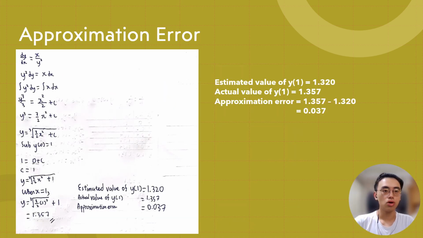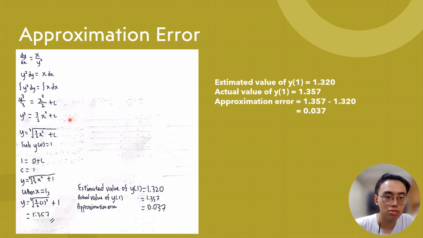As you may recall, using Euler's method gives us a y value that is close to but not identical to the actual y value. To obtain the actual y value, we will have to solve it mathematically. Given that dy/dx equals x over y squared, it can be solved as a separable differential equation by separating the x and the y, and then integrating both sides, giving you an equation of y cubed equals 3/2 x squared plus c.